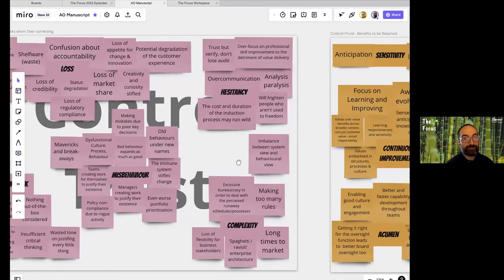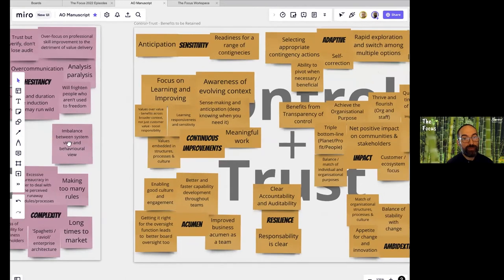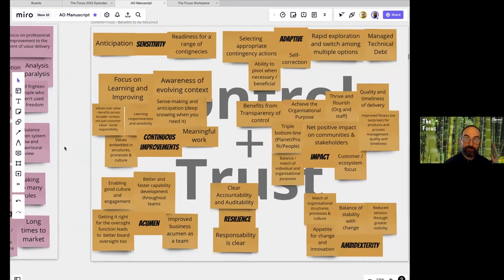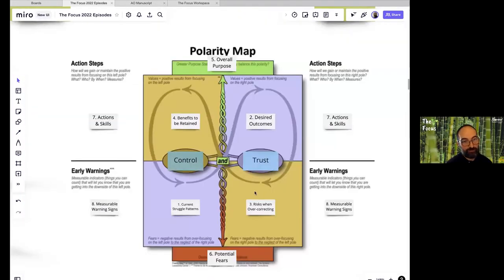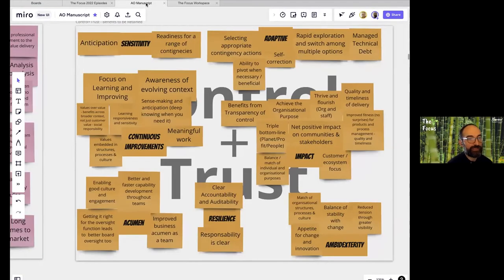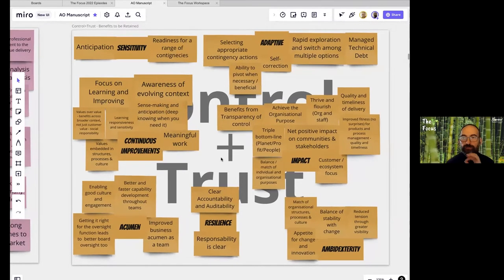So the next bit is, what would be the benefits to be retained? In other words, moving away from those challenges of overcorrection, what are the benefits to be retained? In other words, if we bring ourselves back into balance, what would we get with, yes, a good degree of trust, however, also with good control? What would happen then, Aldo?